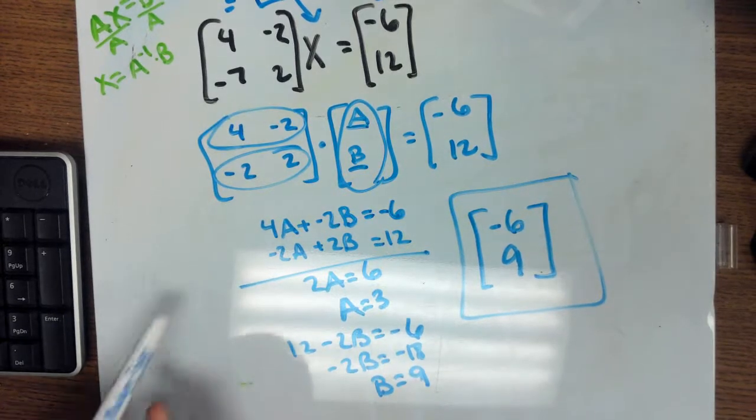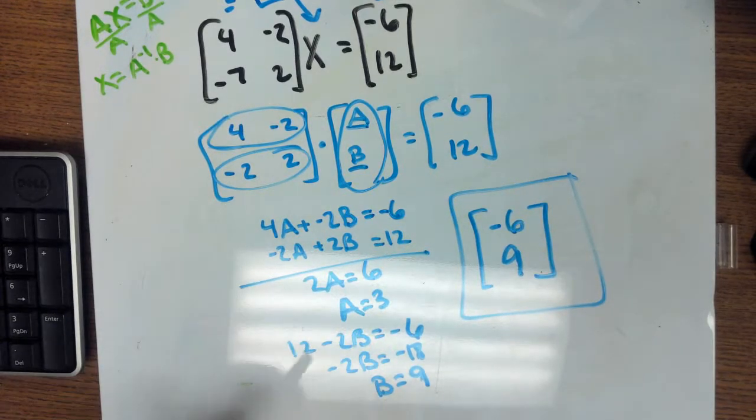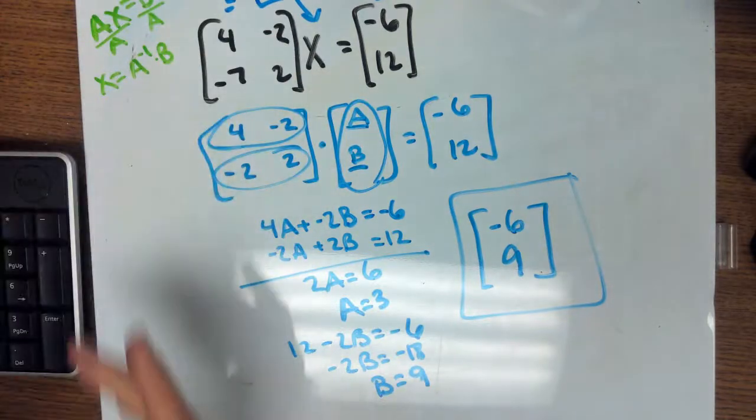In my opinion, this is much faster, but it is not most efficient or faster when you have something bigger than a 2 by 1 or 2 by 2.